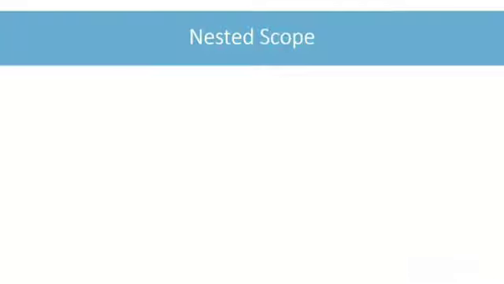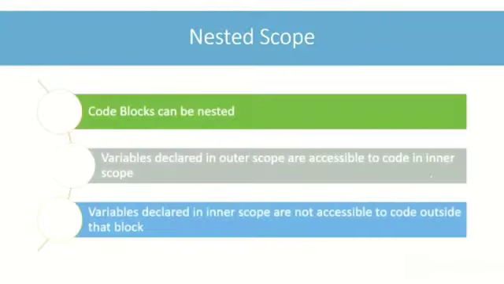Code blocks can be nested, meaning I can declare a block inside another block. This leads to nested scope. In case of nested scope, variables declared in the outer scope are accessible to code in the inner scope, but the variables that are declared in the inner scope are not accessible outside that block. It is time to look at a BlueJ program to better understand the concept of nested scope.